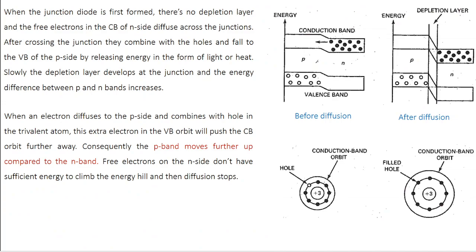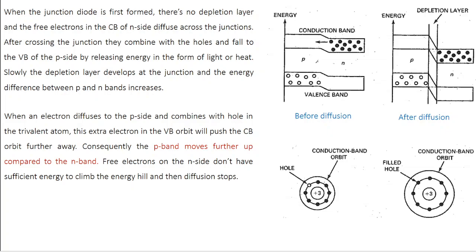Now, when you form a junction, what happens to the energy? You keep a p side next to an n side. We know that there is a small energy difference between them. Before diffusion, this is the energy level difference between p and n. Now, when the electrons start diffusing across the p-n junction, the energy difference between the p and n side is going to increase. So this is the energy difference before diffusion, and this is the energy difference after diffusion.